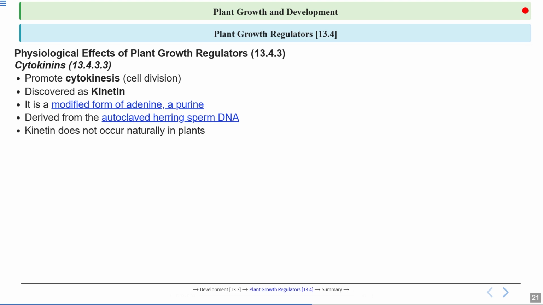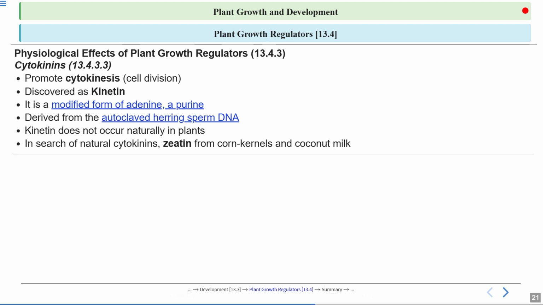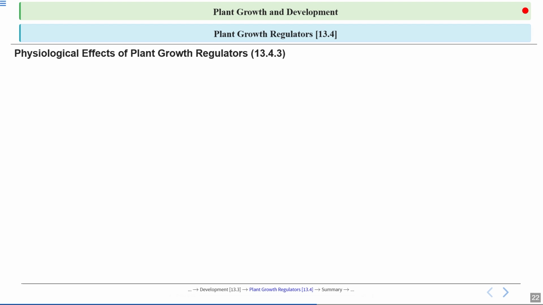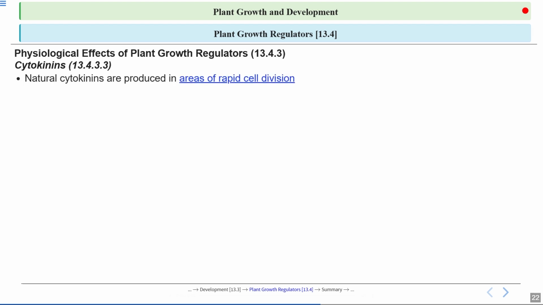So kinetin does not occur naturally in plants. It occurs in animals. Now, in plants, this cytokinin was obtained as zeatin, basically from corn kernels and coconut. The natural cytokinin produces areas of rapid cell division. Cytokinin is required in the plant for cell division.